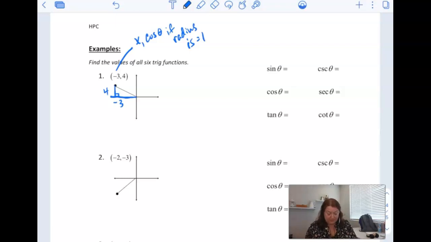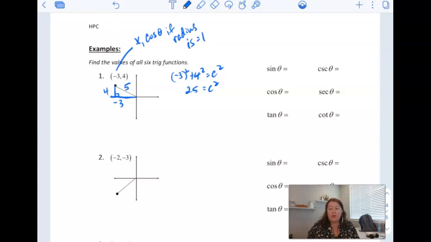Matter of fact, to do this one, I'm back to the Pythagorean theorem. Negative 3 squared plus 4 squared equals c squared. So I'm going to get 25 equals c squared. So this is a 5. So that means I can no longer just say cosine is just the x because the radius is not 1. That only works if it's a unit circle, meaning the radius is 1. So now I'm back to doing SOHCAHTOA stuff.